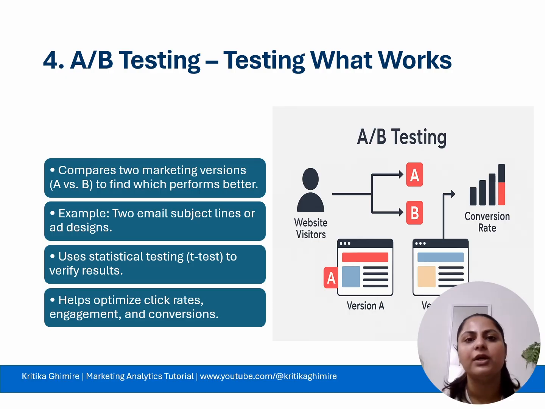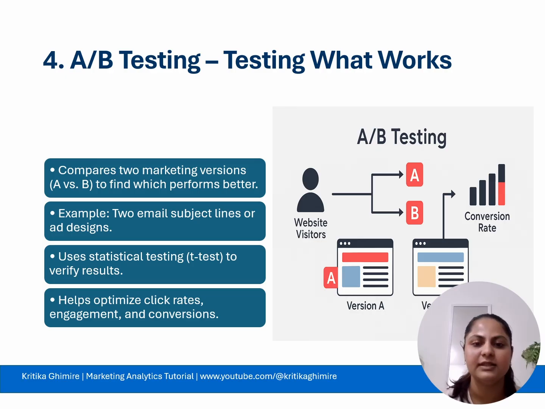So basically you create two versions of it. Now for example, version A says "Shop new collection," while version B says "Get 25% off the new collection." So you send each version to half your subscribers, 50% and 50%, and then you can track which one gets more clicks or purchases. The one that performs better is used for the full campaign.